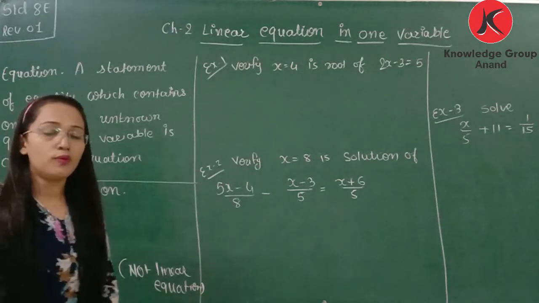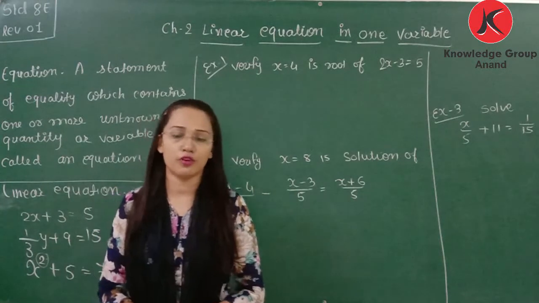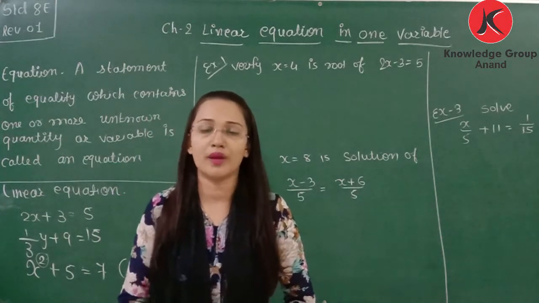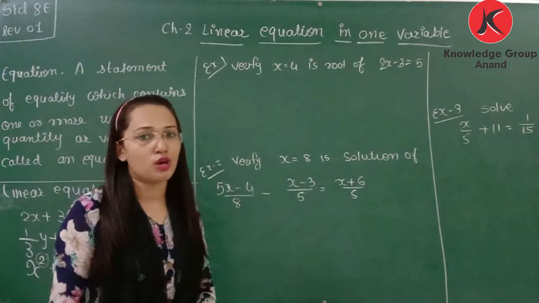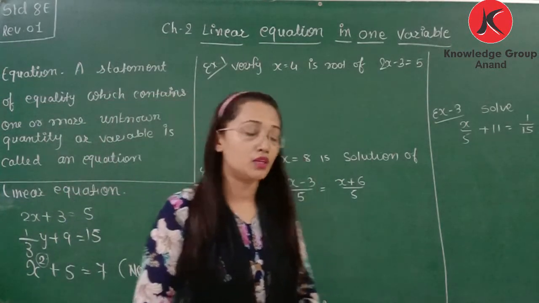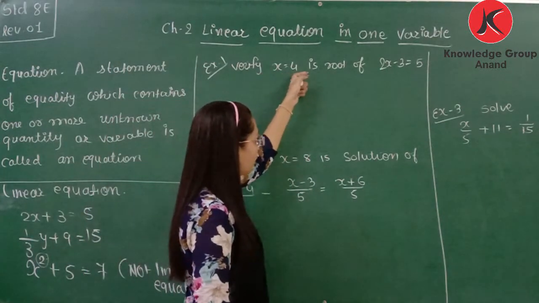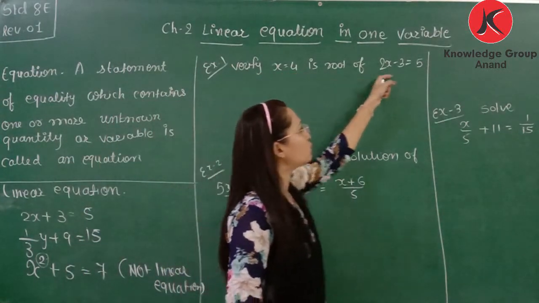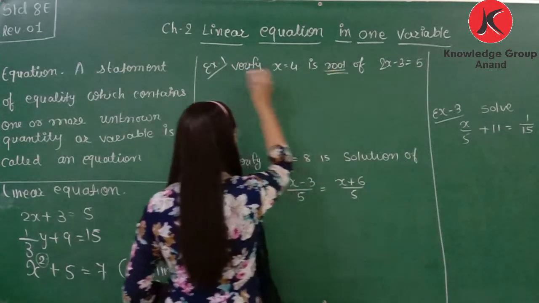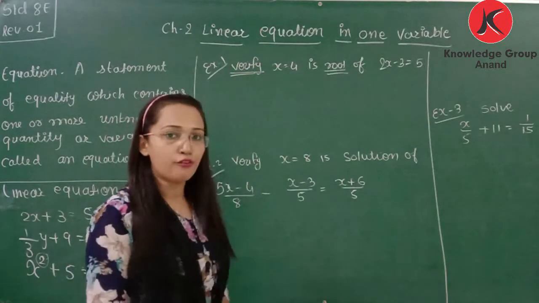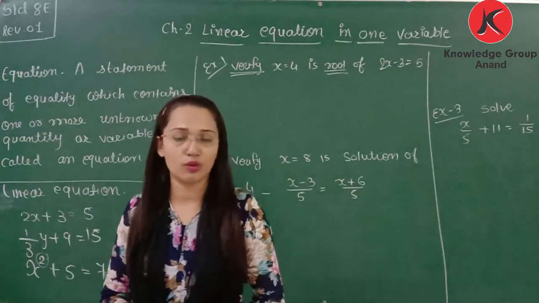Clear? Then we learn about how to check if the number given is a solution of an equation or not, or if the statement given is a root of the equation or not. So root and solution give the same meaning. So here let's take one example. Verify x is equal to 4 is a root of 2x minus 3 is equal to 5. Now what is root and what is verification? Verify means you need to check whether our left hand side and right hand side are equal or not.